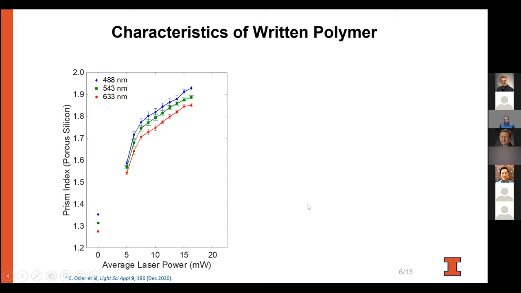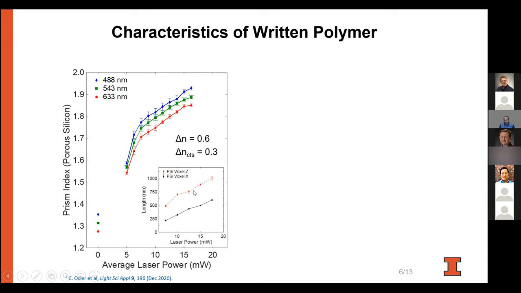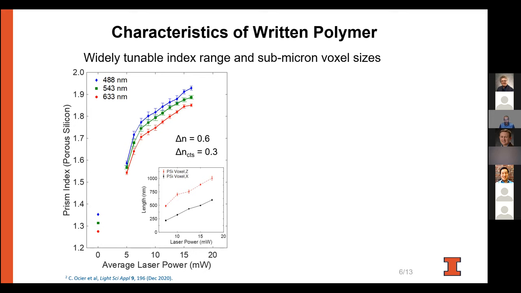So we have an index difference between the background and the highly written laser power of about 0.6. We have a continuous tunable range of about 0.3. And the size of the voxel does change as we write. So as we write at higher power, we get a little bit of cross-linking in the regions near to where we're focusing. And so the voxel size generally increases as we increase the laser power. But the key point is that we have a widely tunable index range and we have submicron voxel sizes.